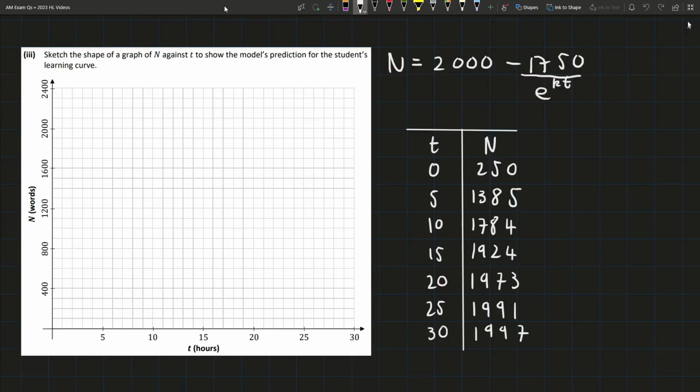So in the last part, we have to graph this function of n against t to show the prediction for the student's learning curve. So there are two ways you could do this. You could either plug in the numbers into the equation and do it in fives. I just did it in fives because that's what they gave, but it doesn't really matter. Or most calculators have a table function, and that'll actually do it all for you and put it in a little table. So I did that on my calculator, and I just wrote it out here.